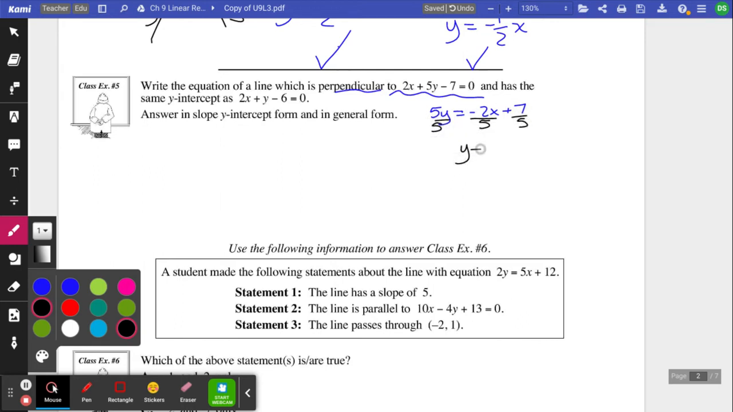Okay, so y equals negative 2/5 x plus 7/5. That's the rearrangement. Now, do I need... Which piece of that line are you gonna need? Negative 2/5. The slope. Yeah, you're gonna need the slope.